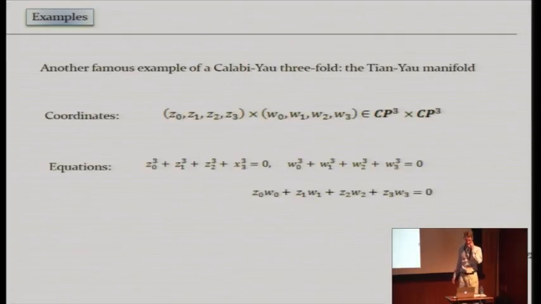Okay, here's another famous example of a Calabi-Yau threefold. It's called the Yau manifold. This time we're going to take 2 factors of CP3. And so I have 2 sets of coordinates, C0 up to C3, W0 up to W3. And I impose the following 3 equations. It's degree 3 in these coordinates, degree 3 in the W's, and it's degree 1, 1 in the final equation.